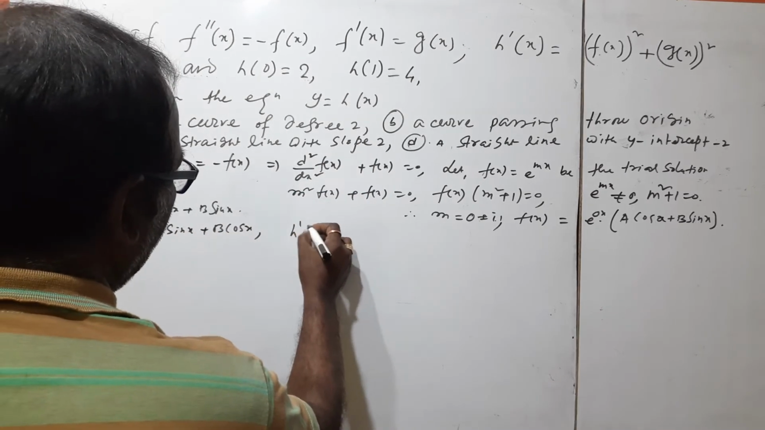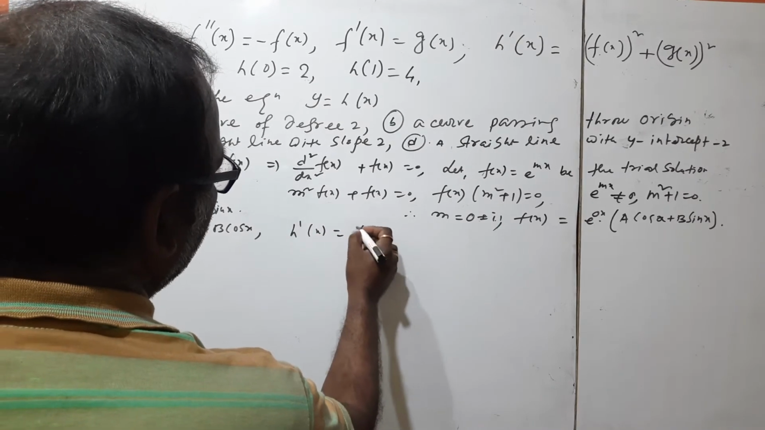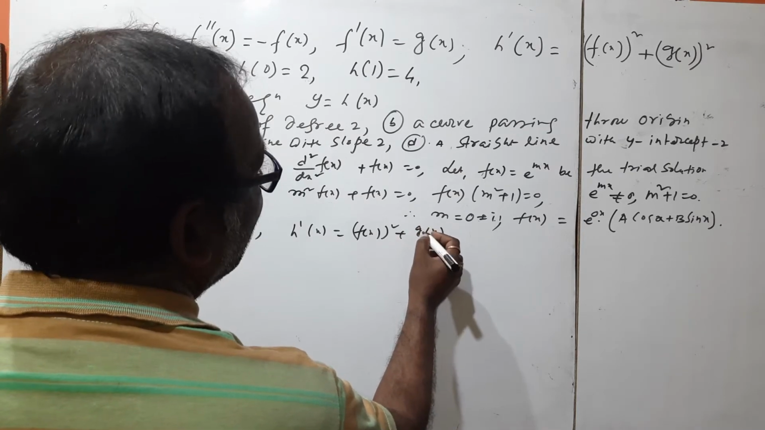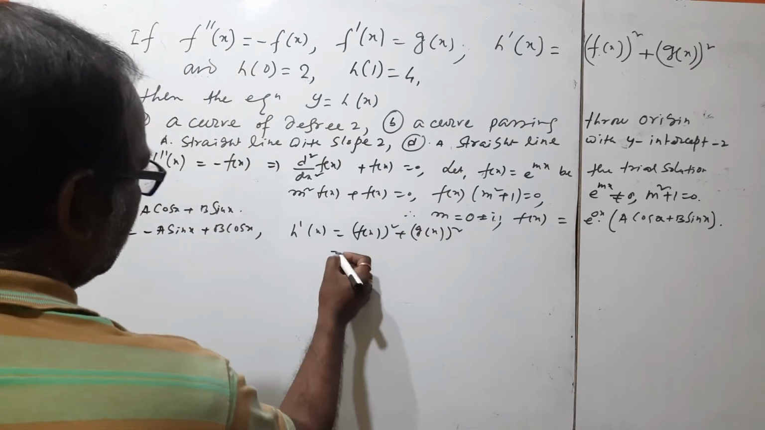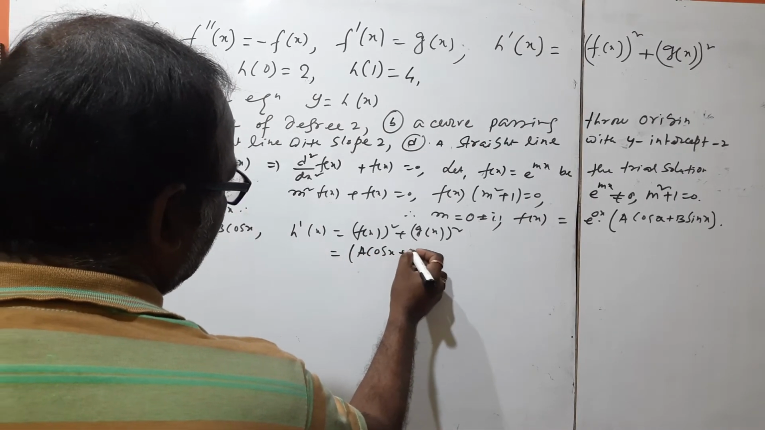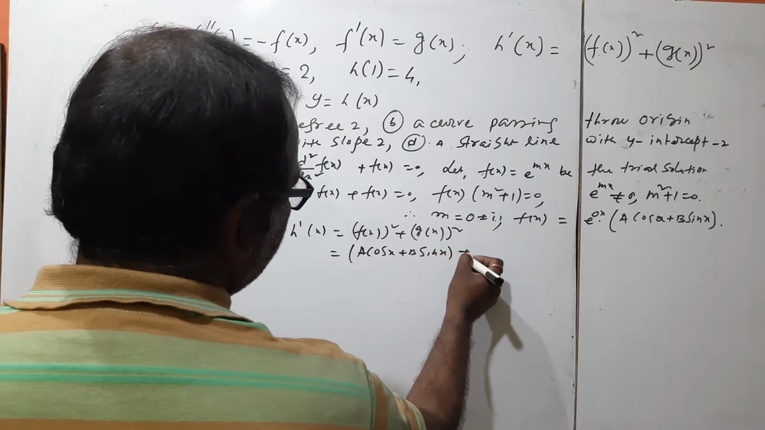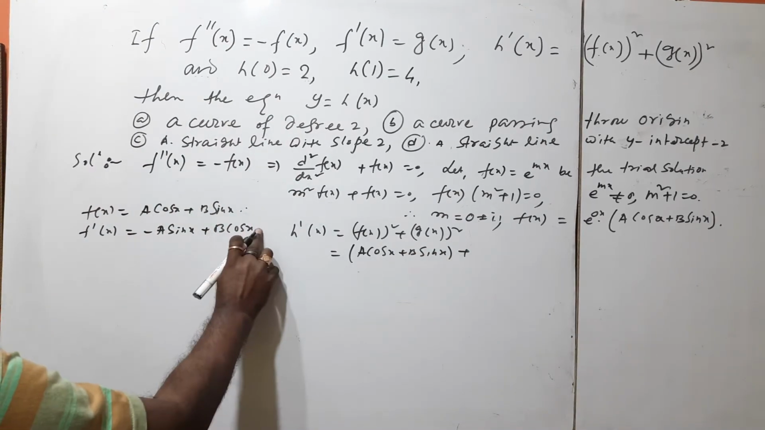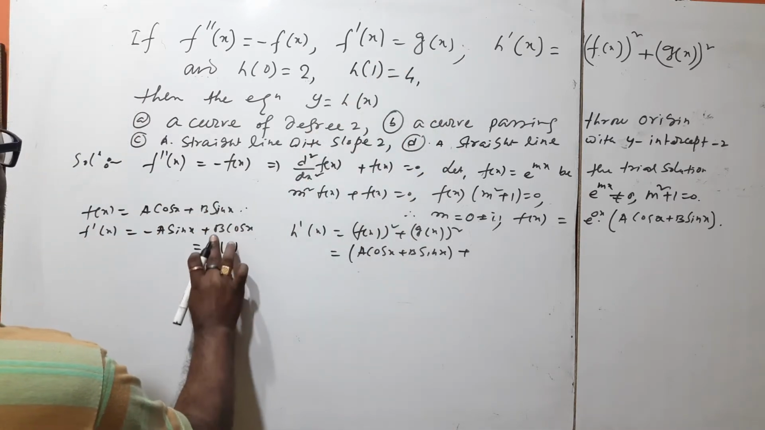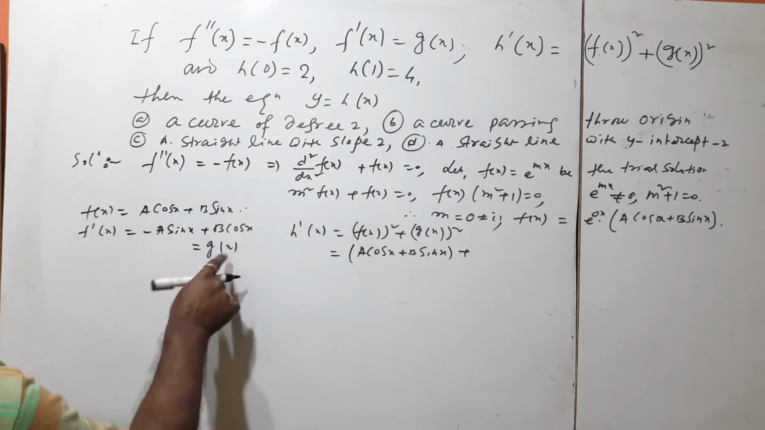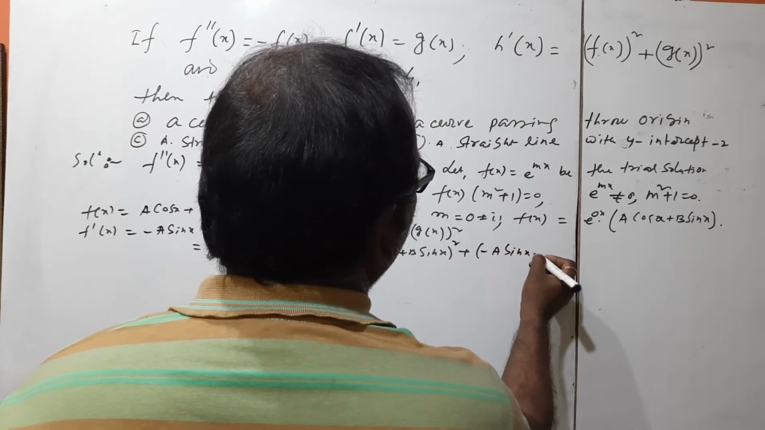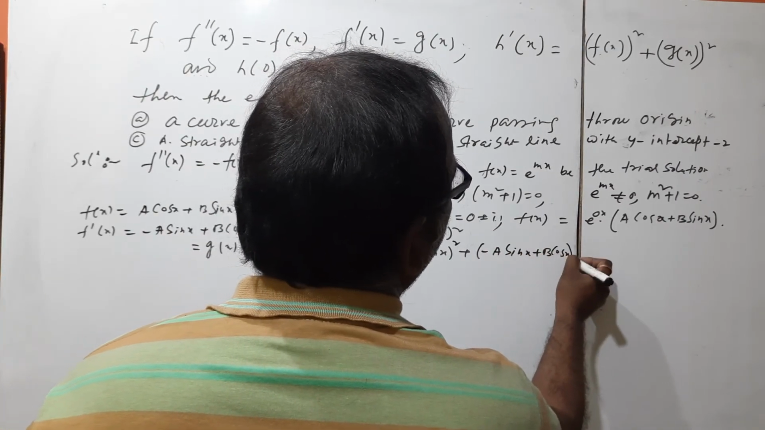Here it is also given that h dash x is equal to the square of the function f of x plus the square of the function g of x. So f of x means a times cos x plus b times sin x, where a and b are constants, and g of x is given as f dash x. So g of x is minus a times sin x plus b times cos x, whole square.